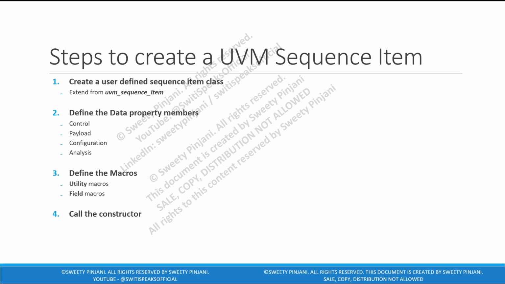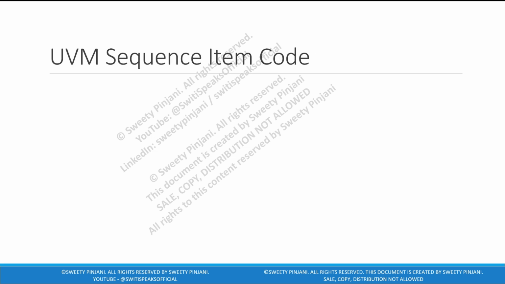Then you have to call the constructor. The constructor is new, and then specify the randomization information in form of constraints. These are five main steps. First, create user defined sequence item class. Then define the data property members, define the macros, call constructor, and specify the randomization information. Now let us see this with the help of the code.